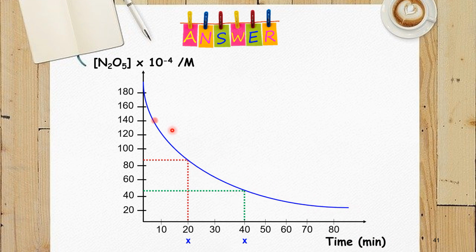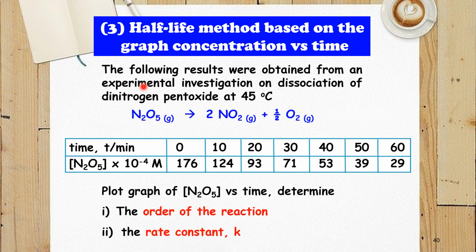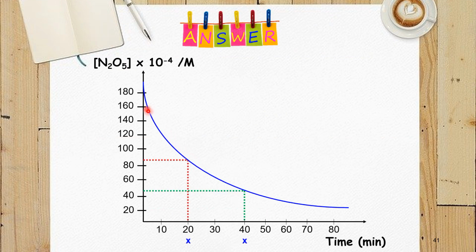We start with the initial concentration here. Refer back to the table, the initial concentration here is 176. So when we take half of it, it is somewhere here. We have to find out the first half-life, and then you have to read the time at the x-axis. It is 20 minutes for the first half-life. And then we have to compare with half of this point.